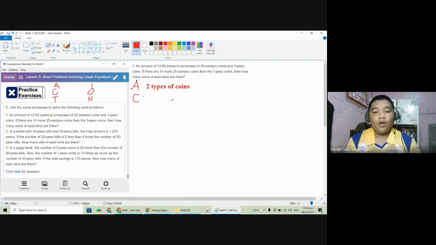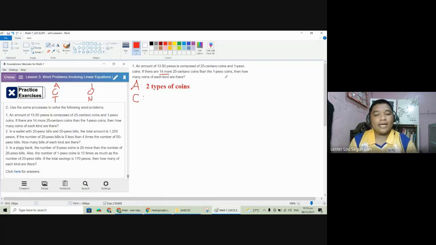Now, for the coin or money problems, we are going to give x to the smaller quantity. That's why in letter A, we have not specified the quantity first, because it is to be discussed here. If we talk about quantity, we're going to look at the situation between the two types of coins, which is effectively smaller in count than the other. Not the value, okay? Not the quality, but the quantity. Looking at the problem, the second statement: if there are 14 more 25 centavo coins than 1 peso coins.